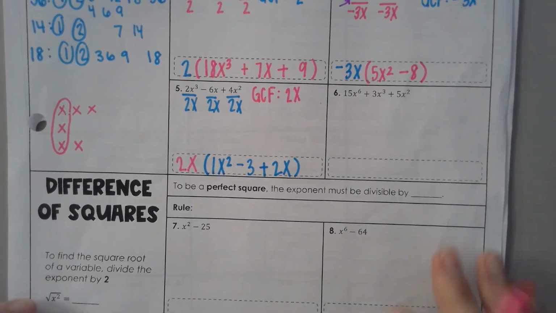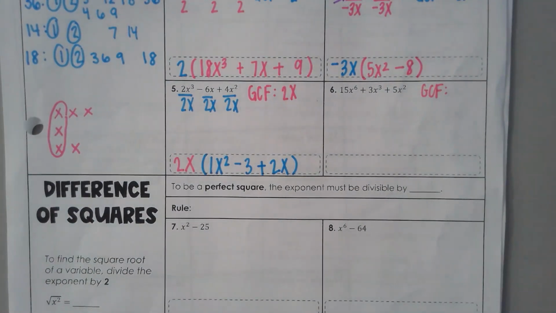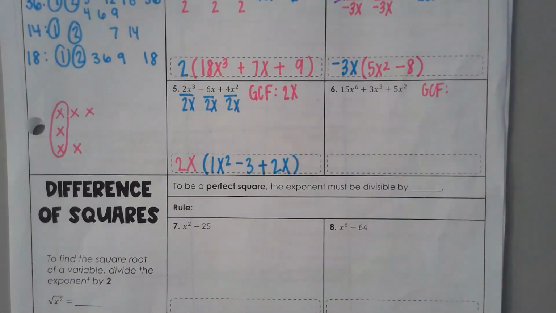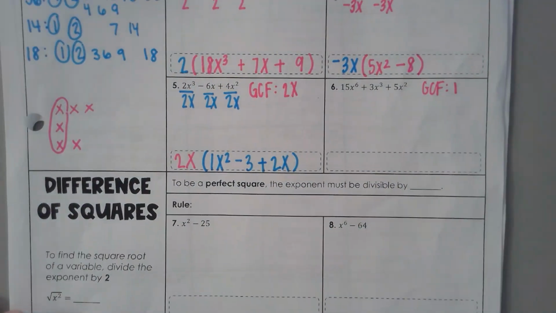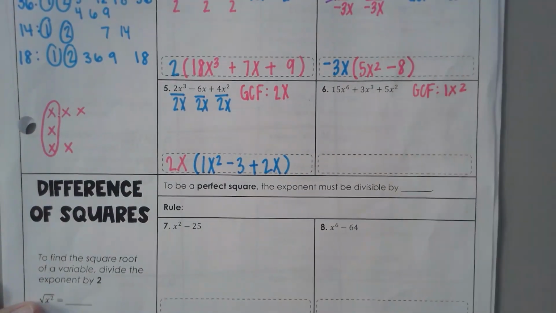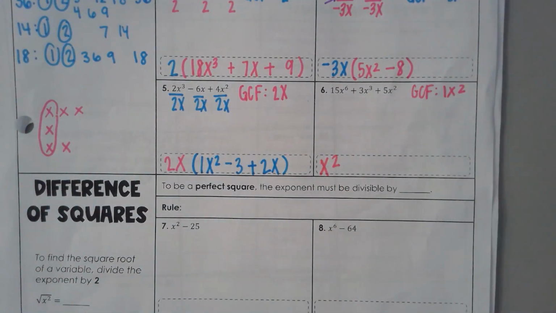All right. And number 6. It's 15, 3, and 5. It's one. Because nothing is shared between a 3 and a 5 other than 1. So your GCF is a 1. And then how many x's? Yep. So my GCF is x squared. You do not have to put the 1. You can if it makes you feel better.